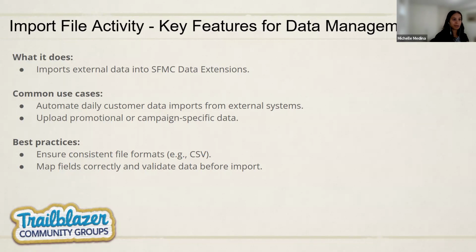So for best practices, there are naming conventions and file formats that you do need to follow. For example, it has to be a CSV file, and there are naming conventions within the file name that you need to follow. So just make sure to follow all those best practices when using the import file activity. And then also map your fields correctly, and validate your data before the import, right? Make sure it's clean data that is going to be leveraged within Marketing Cloud, and then map those fields correctly from your external data extension to your Marketing Cloud data extension.